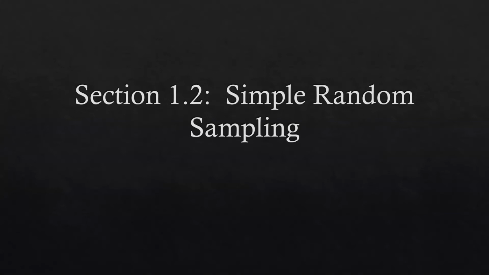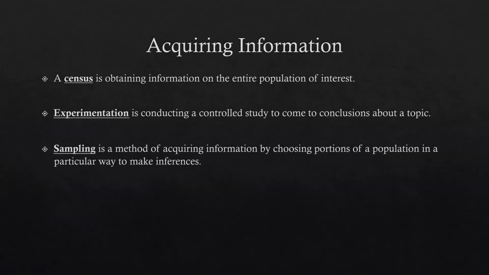Alright, let's start section 1.2, simple random sampling. But before we actually talk about simple random sampling itself, let's talk about ways of acquiring the information. First and foremost, we can use a census, and that's where you obtain information for the entire population of interest. Now, a census may not be feasible for you. It can be one of the most time consuming and expensive ways to acquire information.